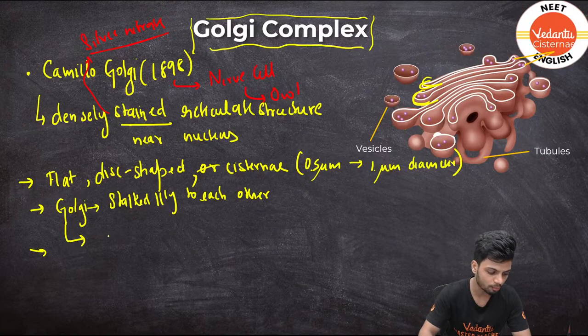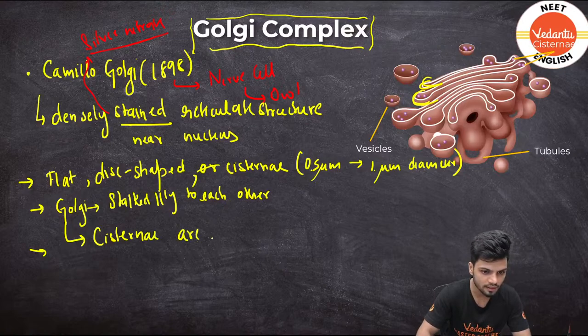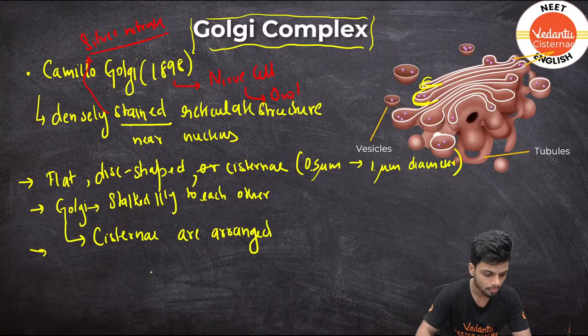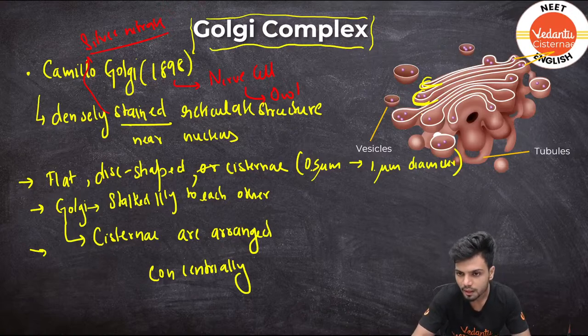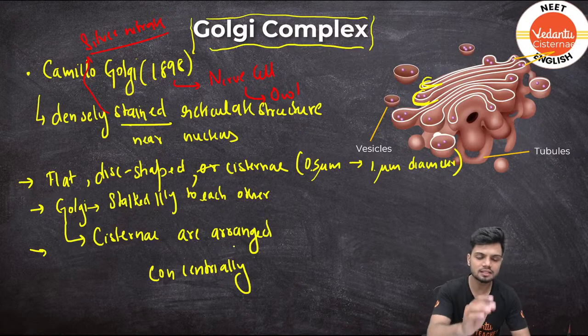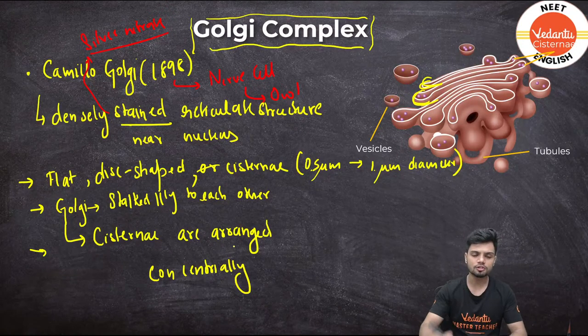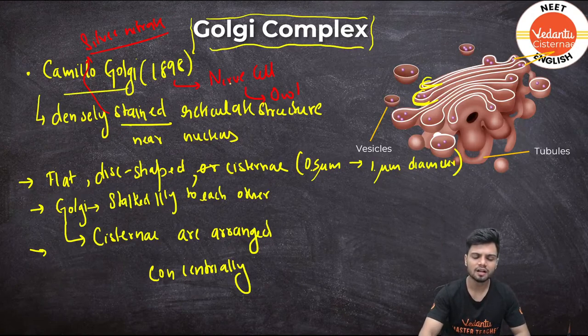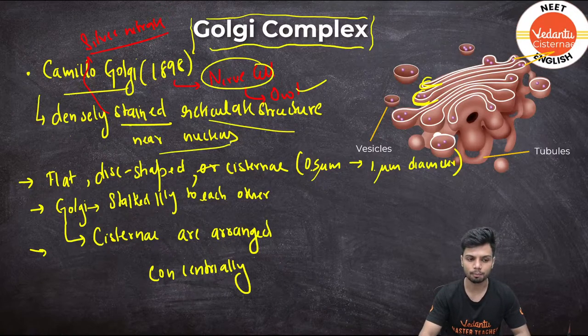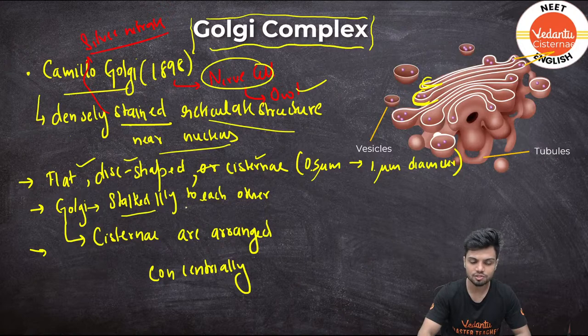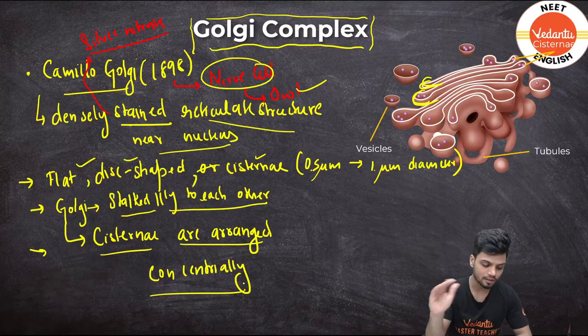And if you look at the same Golgi complex, the cisternae are arranged in a concentric manner. See, one after another, parallelly, they are arranged concentrically. These are the basic structures of your Golgi complex. So Golgi complex was discovered by Camillo Golgi in the year 1898 in the nerve cell of the owl. He densely stained a reticular structure near the nucleus, which he later identified as the Golgi complex. It is a flat disc-shaped or cisternae structure. The Golgi complex has cisternae stacked parallel to each other, and they are arranged concentrically.